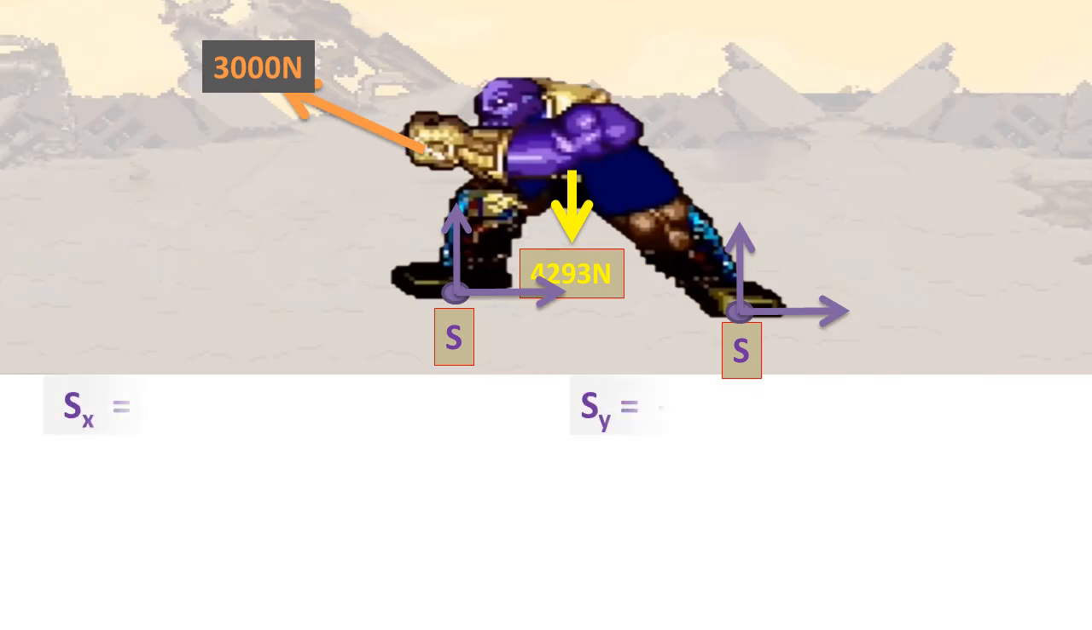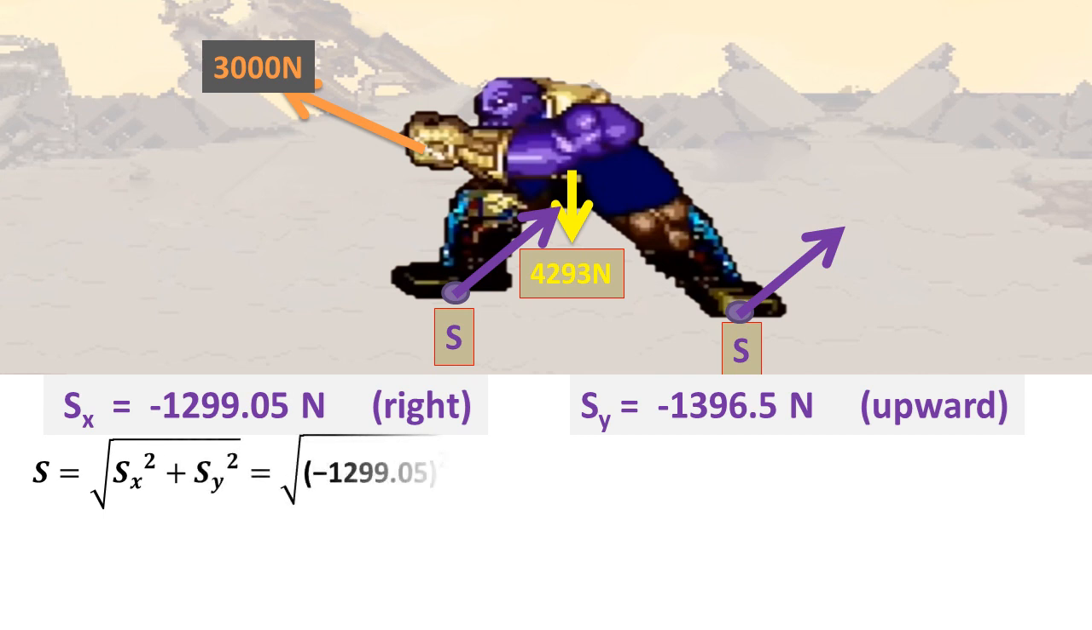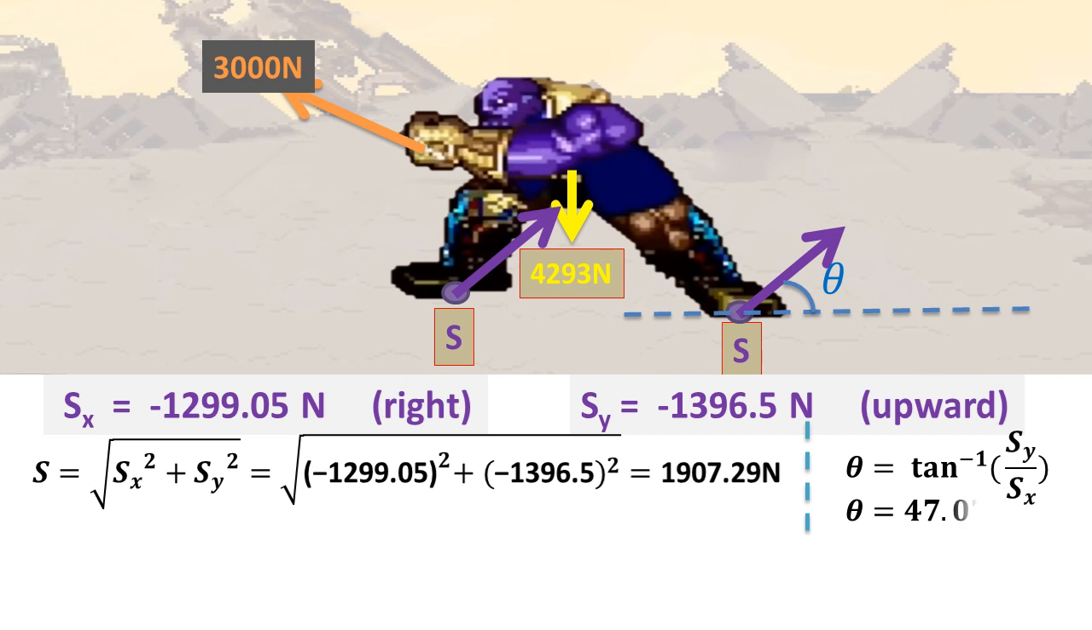Now, we know Sx and Sy. Then, what should be the reaction force, S? This is simple. By using Pythagorean theorem, the magnitude is equal to the square root of the sum of squares of Sx and Sy. That is, 1907.29 Newton. The direction of the angle will be arctangent Sy over Sx. That is, 47.07 degrees.